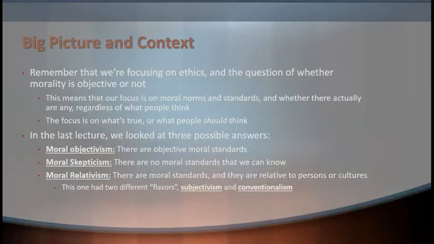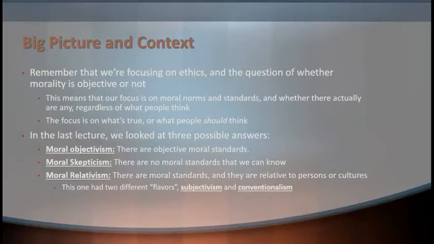Now, in the last lecture, we looked at three possible answers to this kind of question. One was moral objectivism, the idea that there are objective, mind-independent, that is, belief-independent, moral standards. We also considered moral skepticism, the idea that there are no moral standards, at least as far as we know, and the idea of moral relativism, that there are moral standards, that is, there are rules about what's right and wrong, and they're relative to persons or cultures, rather than being objective and totally independent of what people think.